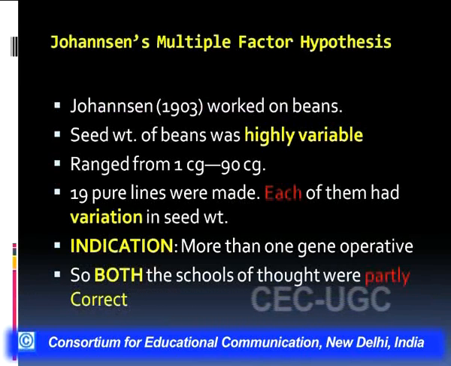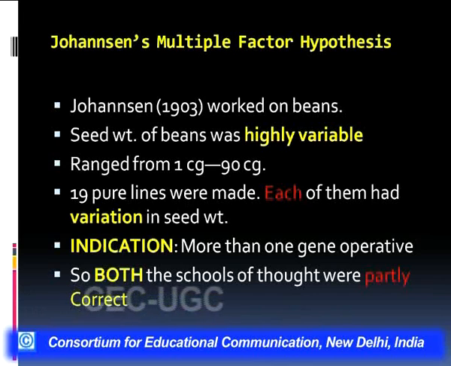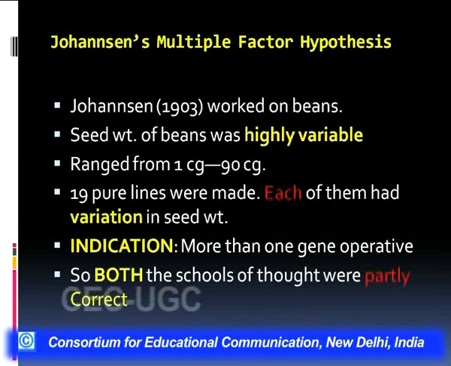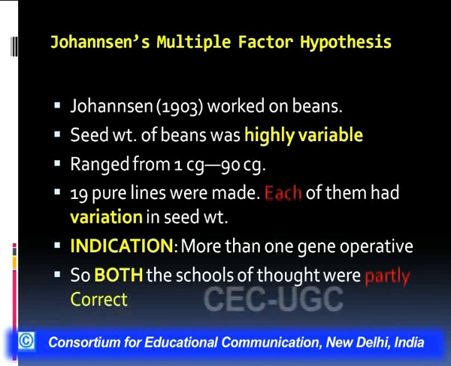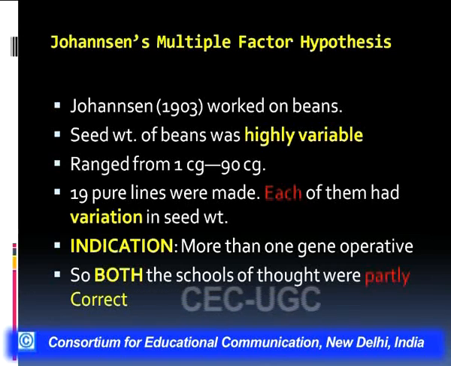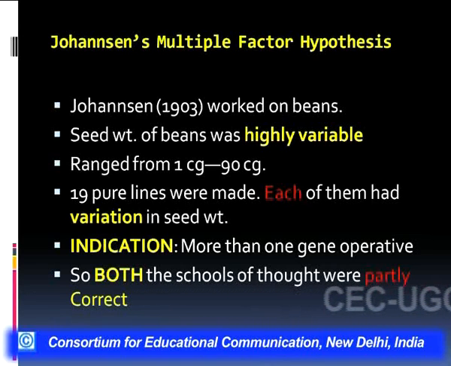The real work began in the line of quantitative genetics with the work of Wilhelm Johansson. As we all know, Johansson was the person who gave the terms genotype and phenotype, and Johansson worked on beans. He was the first person to have given a quantitative approach. He weighed the seeds, and to his surprise he found that the weights of seeds were extremely variable.